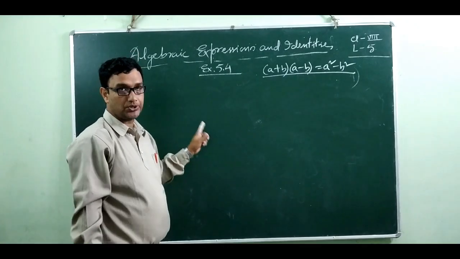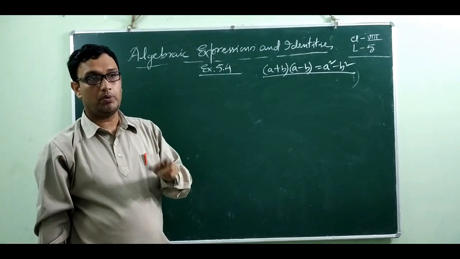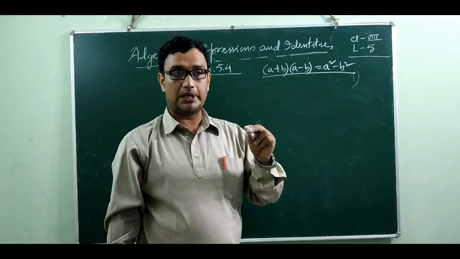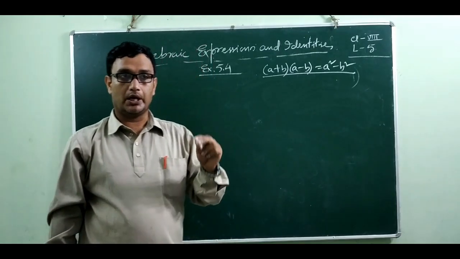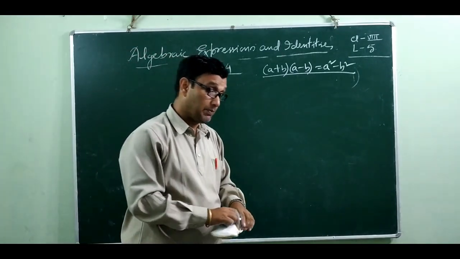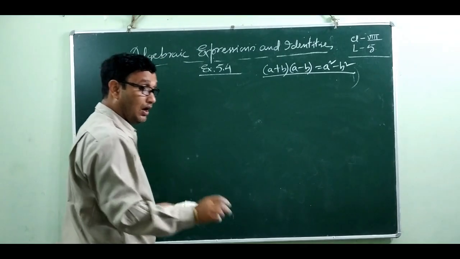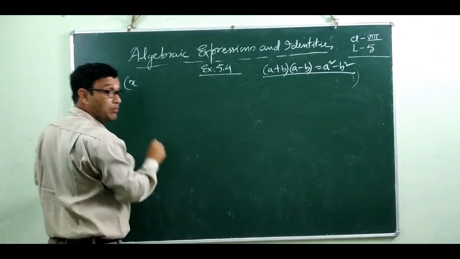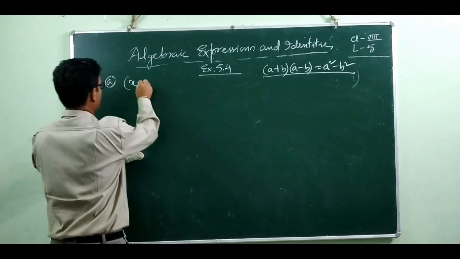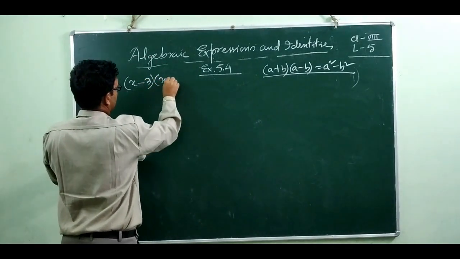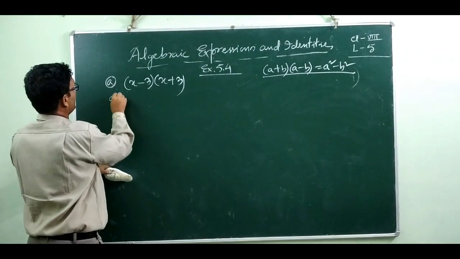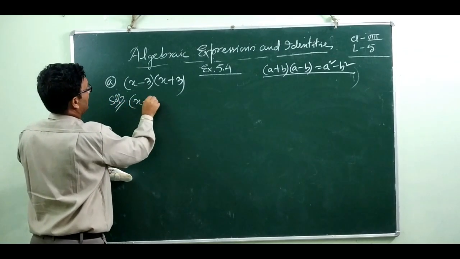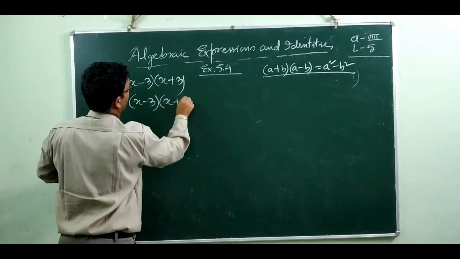And question number 3: all the questions you have to solve using identity number 3, that means (a plus b) into (a minus b) equals a square minus b square. Suppose the first question is given, question A: (x minus 3) into (x plus 3). So how do we solve this question?